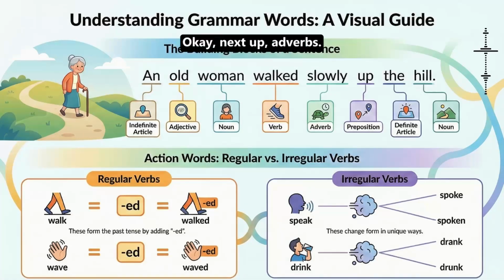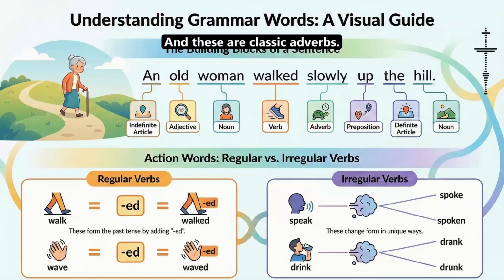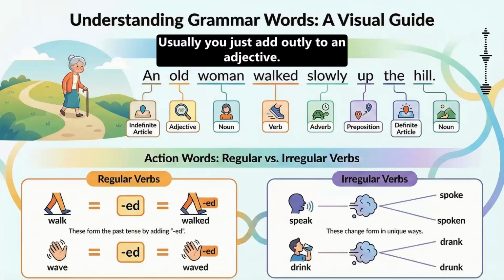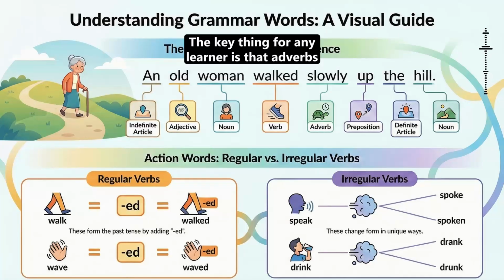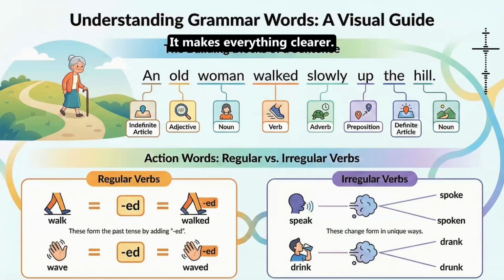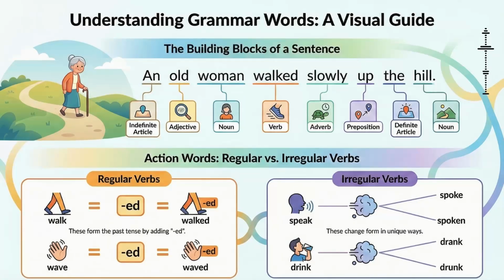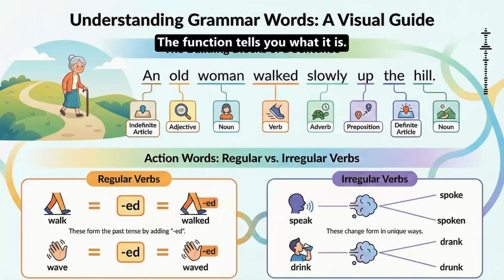Got it. Okay, next up, adverbs. The words that tell us how we do things. The source asks about words like badly and happily. And these are classic adverbs. They link right back to our first example, slowly. Usually you just add ly to an adjective. Happy becomes happily. The key thing for any learner is that adverbs should be placed near the verb they're modifying. It makes everything clearer. Right, though sometimes they don't end in ly, which can be tricky. Absolutely. Think about the word fast. It could be an adjective, a fast car, or an adverb. The car drives fast. The function tells you what it is.